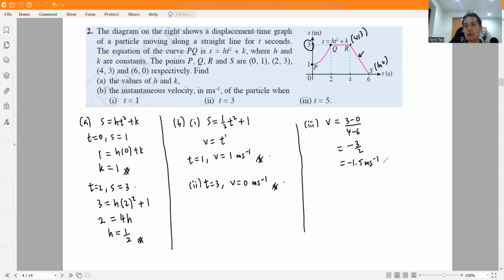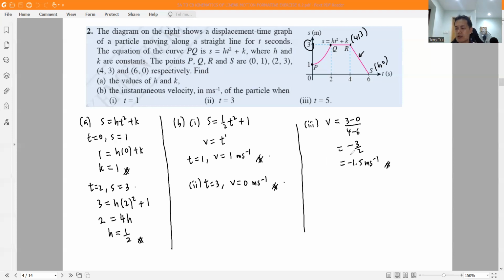So throughout t equals 4 to t equals 6, the particle actually travels with a constant velocity, because the gradient is constant. Unlike this part here, where there is a curve, the gradient is ever changing, depending on your gradient function. But this one is not, it's constant, so we can just find the gradient for this line here, and then you get the velocity to be negative 1.5.